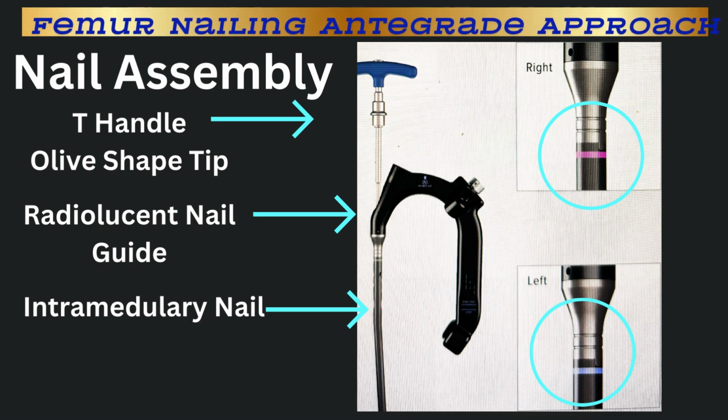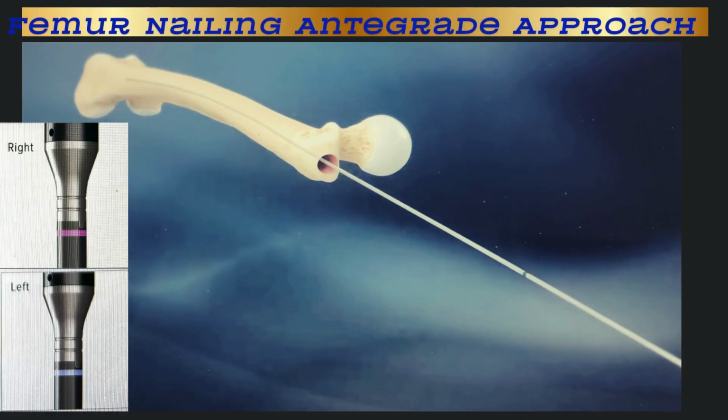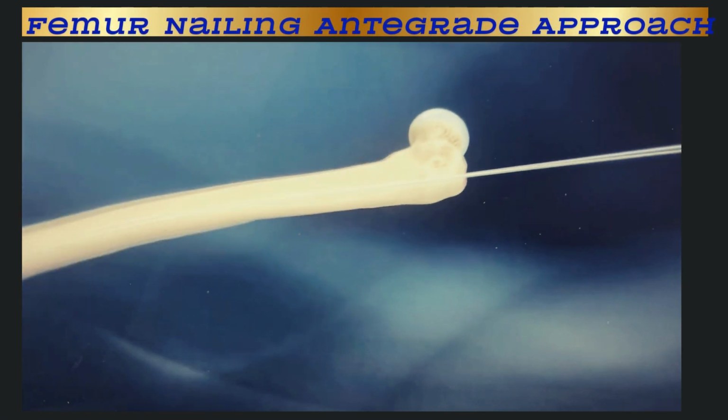Then attach the Antegrade radiolucent targeting guide to the appropriately sized nail using the T-handle and ball hex driver. Dependent on surgical site, a left nail is indicated by a blue proximal stripe, while a right nail is indicated by a rose proximal stripe.